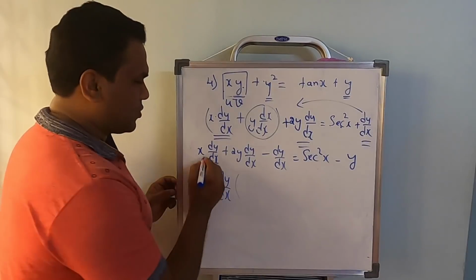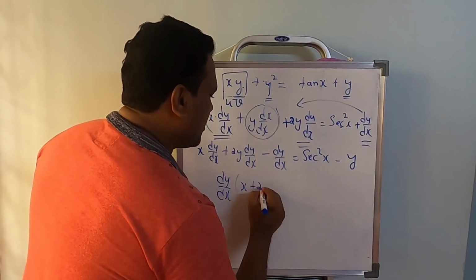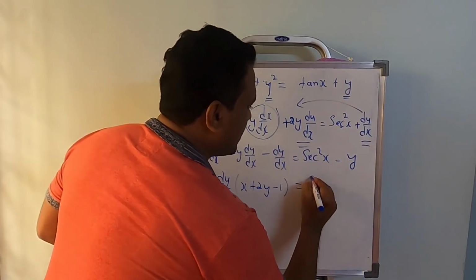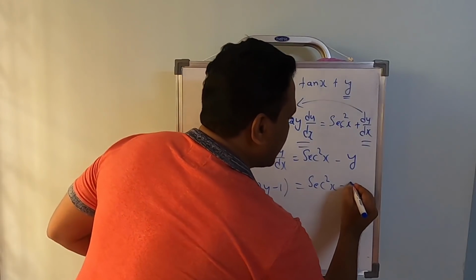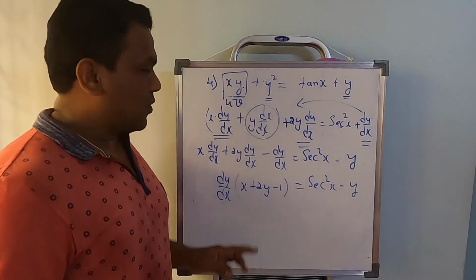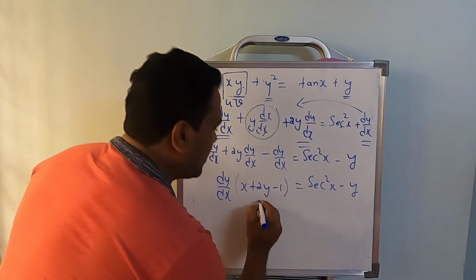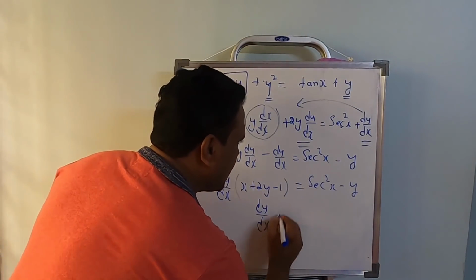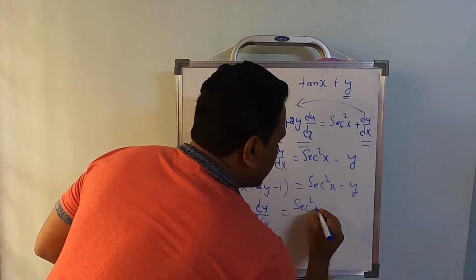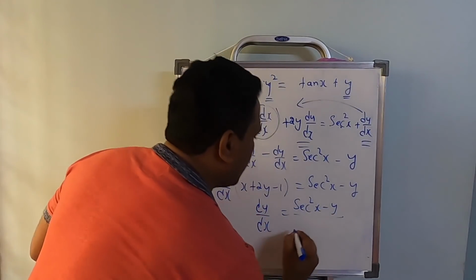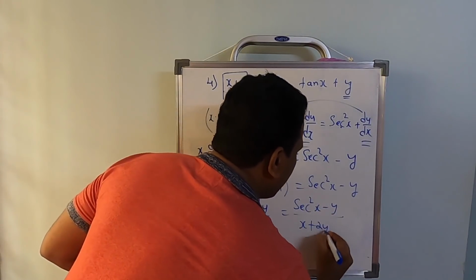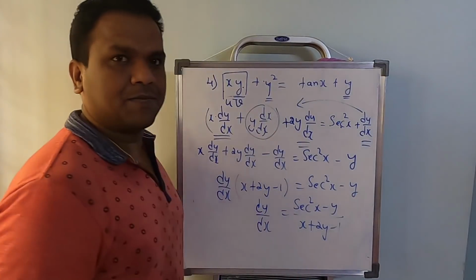Take common. So here it's going to be x plus 2y minus 1 is equal to secant square x minus y. Now finally x plus 2y minus 1 will be shifted to right side. So this can be written as dy by dx equal to secant square x minus y by x plus 2y minus 1.